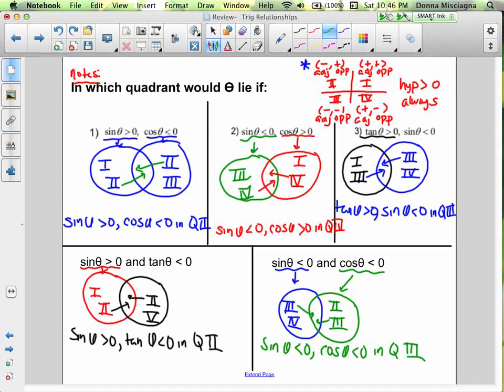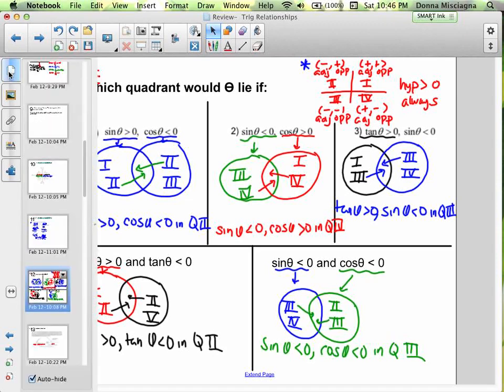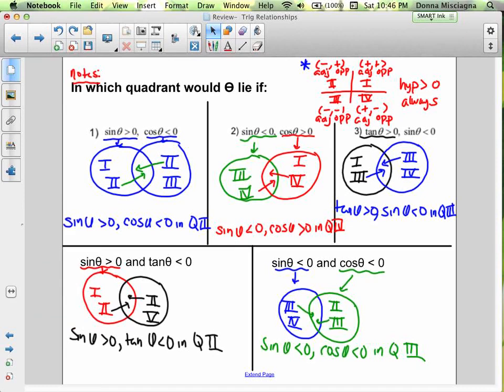That's where they overlap. And I believe that's my last one for this video. Yep, it's the last one. So this one's a little bit of a quick video. This is just in what quadrant would theta lie? And it's as simple as identifying where each one is positive or negative and looking for where our two requirements overlap.